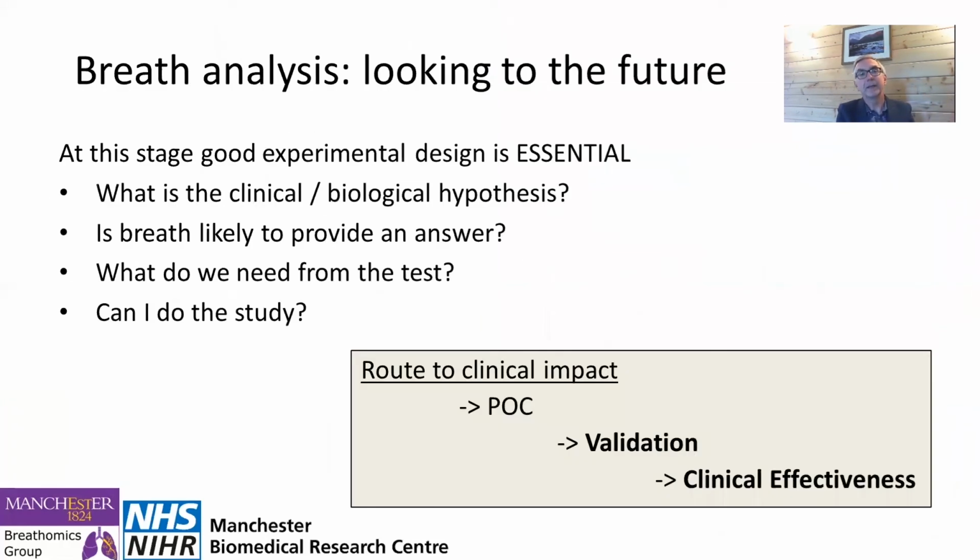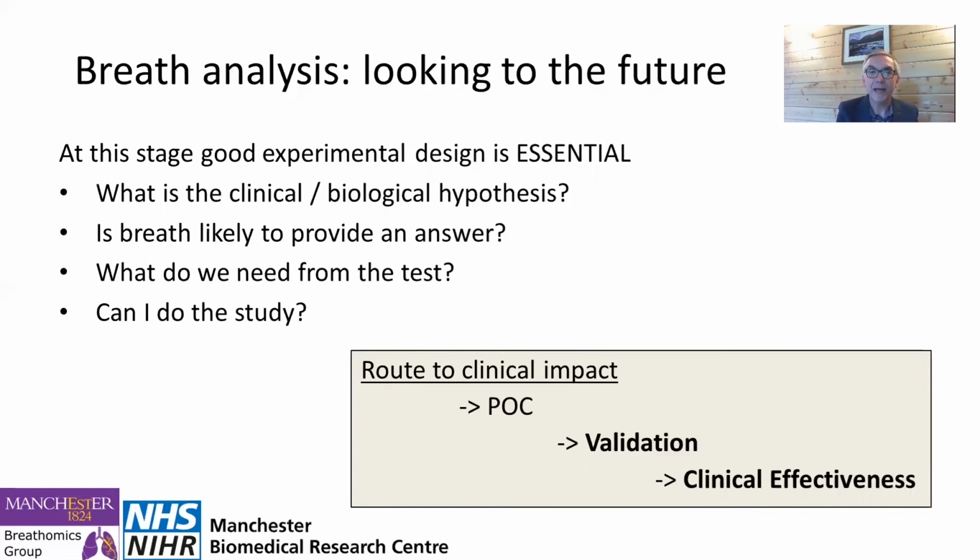So finally, I think at this stage where we're still discovering biomarkers, good experimental design is absolutely essential. We need to think what the clinical and biological hypothesis is, otherwise we might end up in a situation where we find a result, and often we will when we're doing a multivariate analysis of large data sets, and we won't quite know how to explain it. It's much better to think the hypothesis first and then go about seeking to address it.